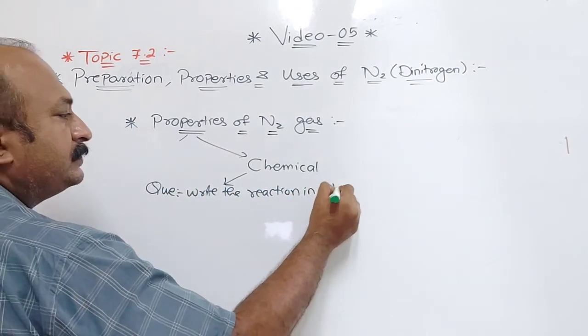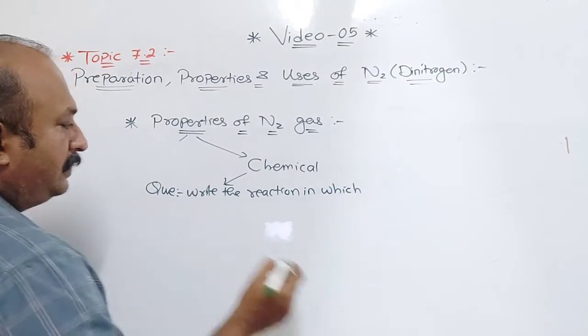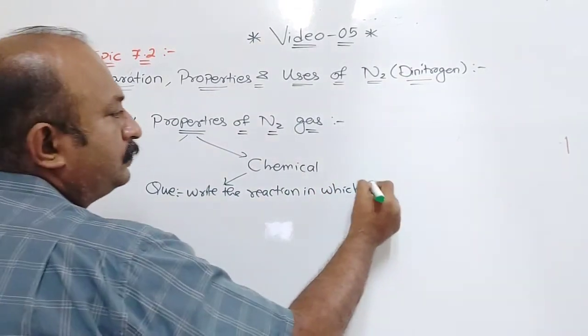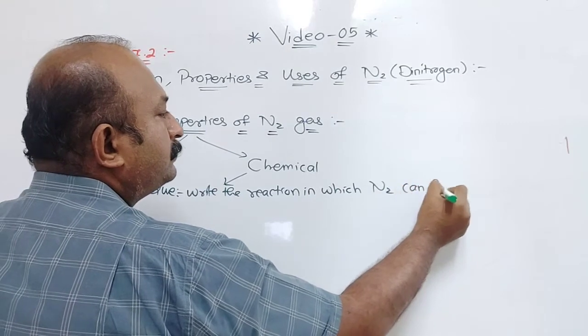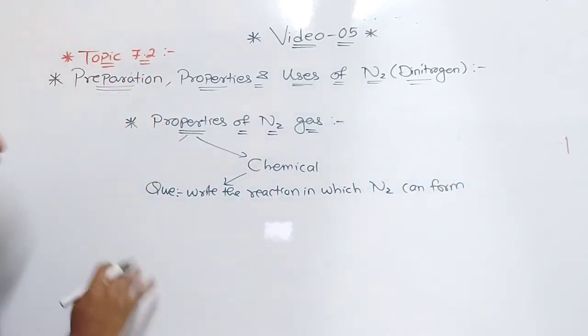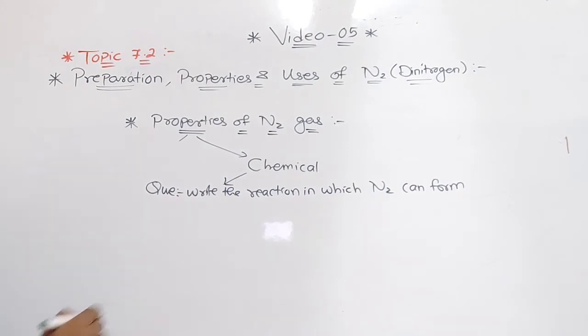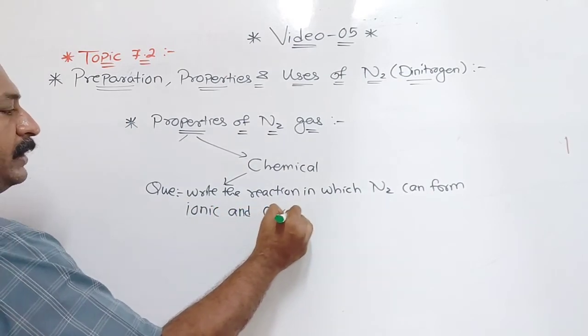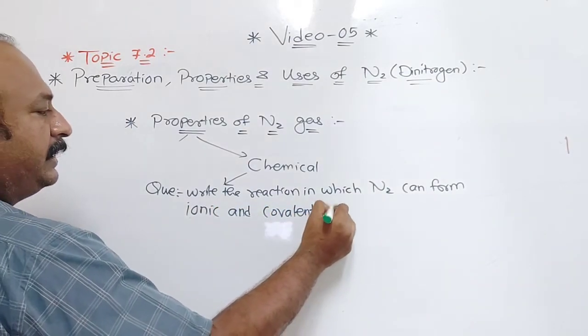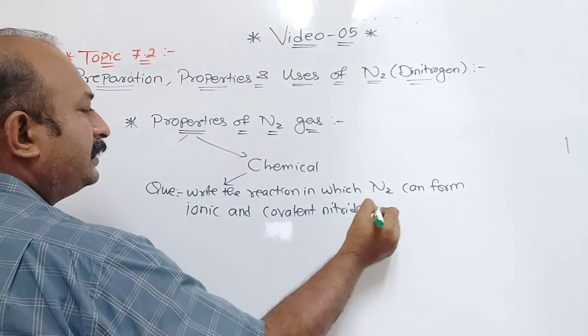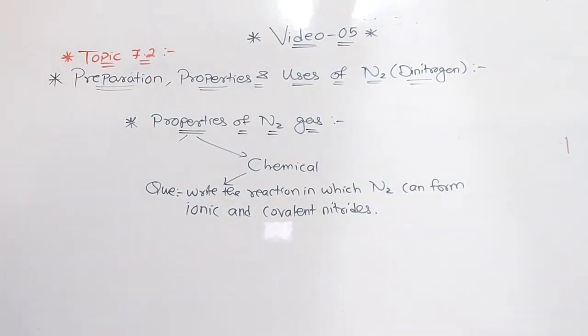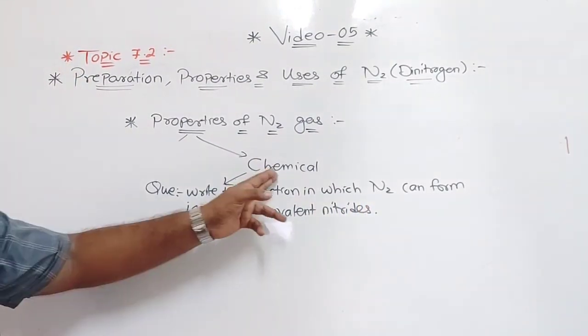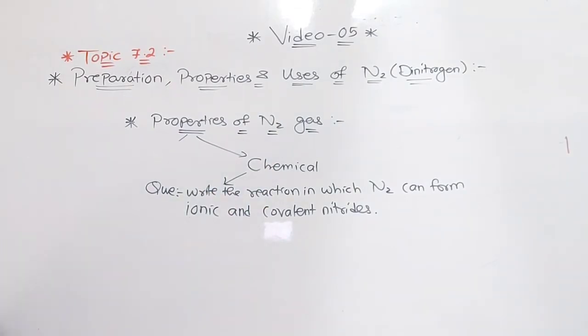in which N2 can form ionic and covalent nitrides. Okay? Now this question can be asked for 2 marks. That comes under which property? Chemical properties.